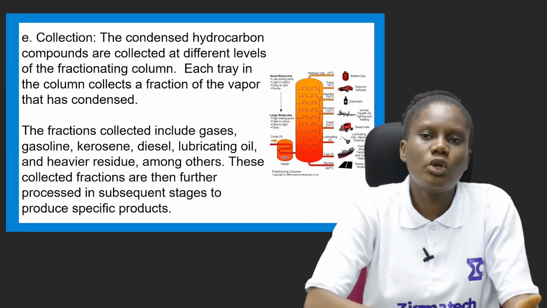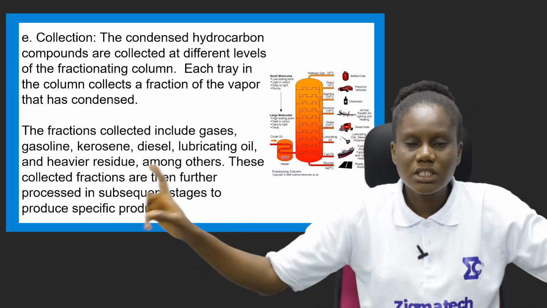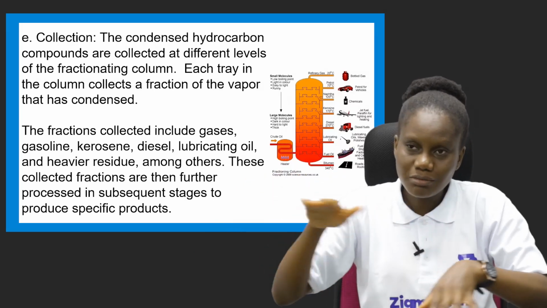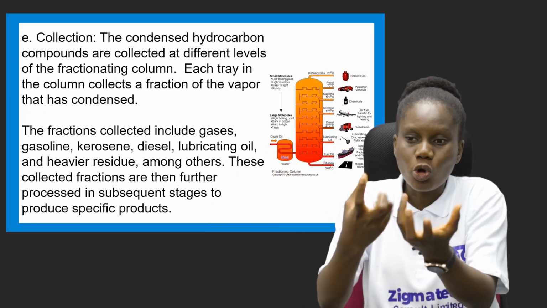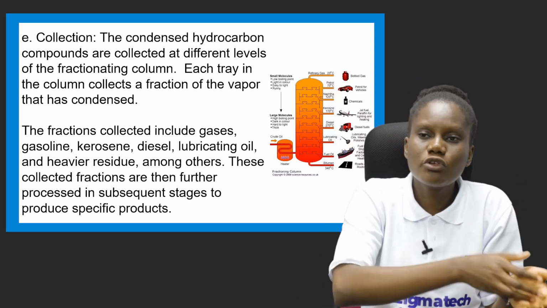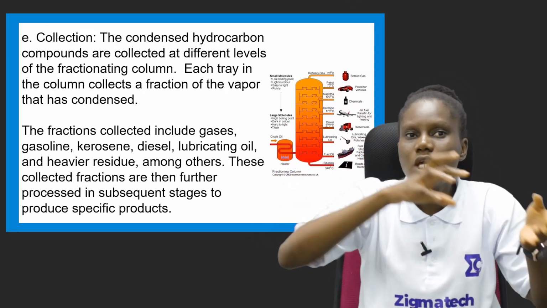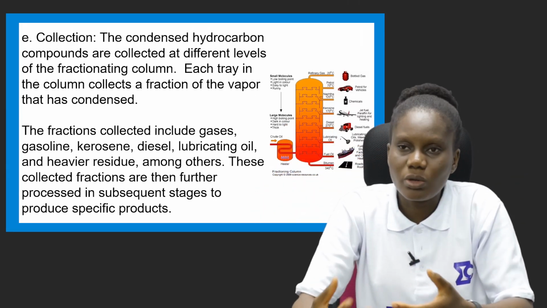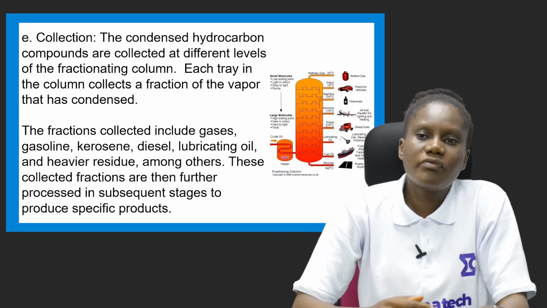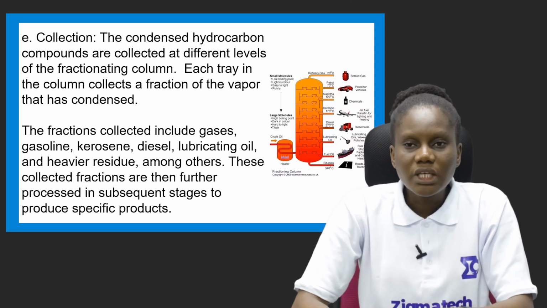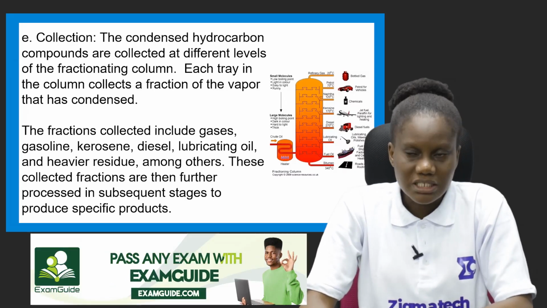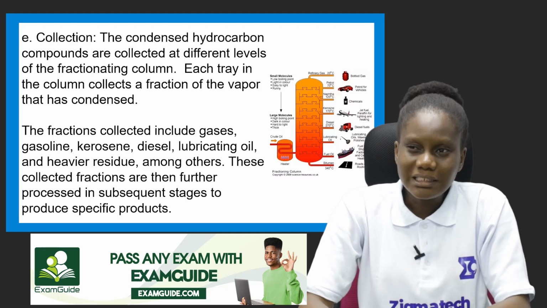And after that is collection. Do not forget that there are various trays at the edge of each column, the horizontal trays, to collect your condensate. That is the various compounds that have condensed at those various levels. So your trays are used to collect them. The condensed hydrocarbon compounds are collected at different levels of the fractionating column. Each tray in the column collects a fraction of the vapor that has condensed.